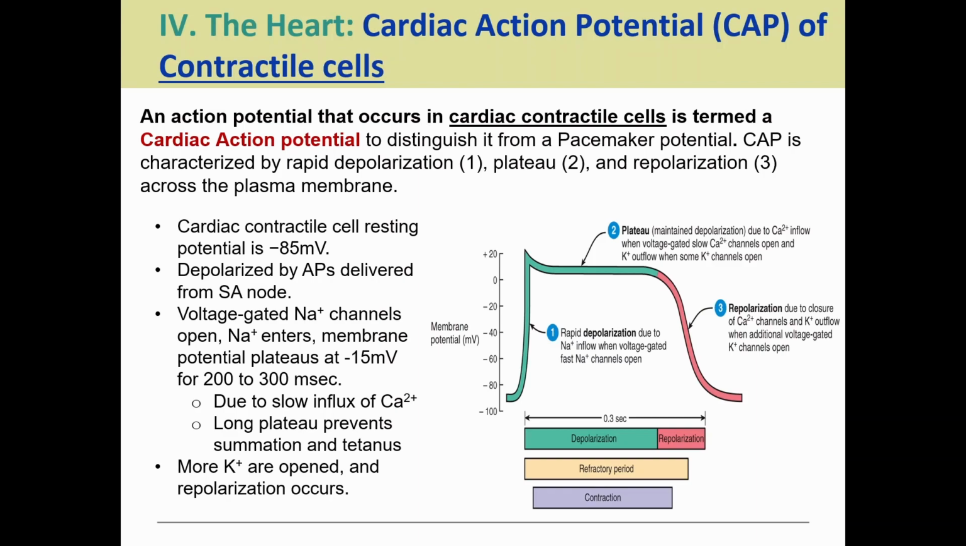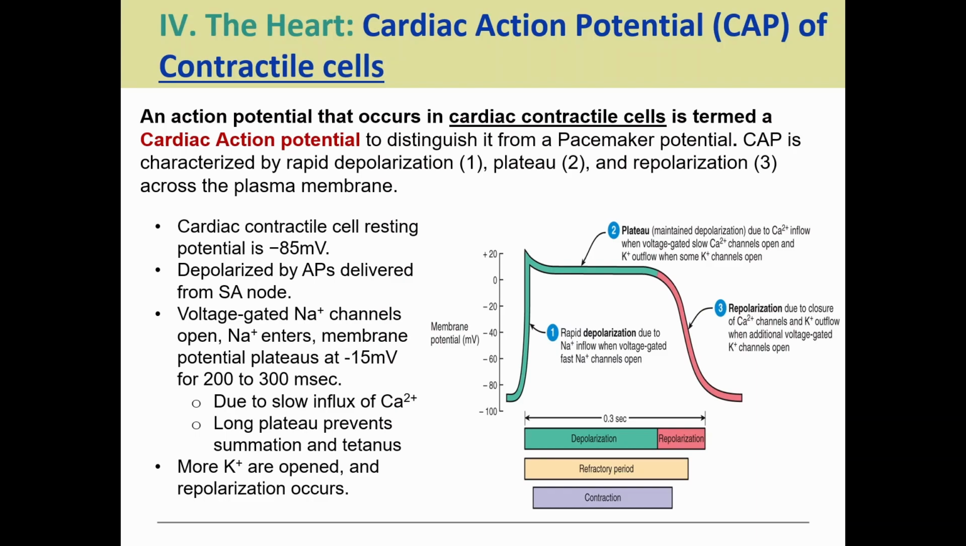So in this case we're resting at -85, right? Pretty low, not the -70 we talked about before. We receive action potentials from the SA node. We get depolarized, where we go rapidly up to a positive number. But then we plateau and we hang out, right, at around -15 for a few hundred milliseconds, because we have a slow influx of calcium ions.